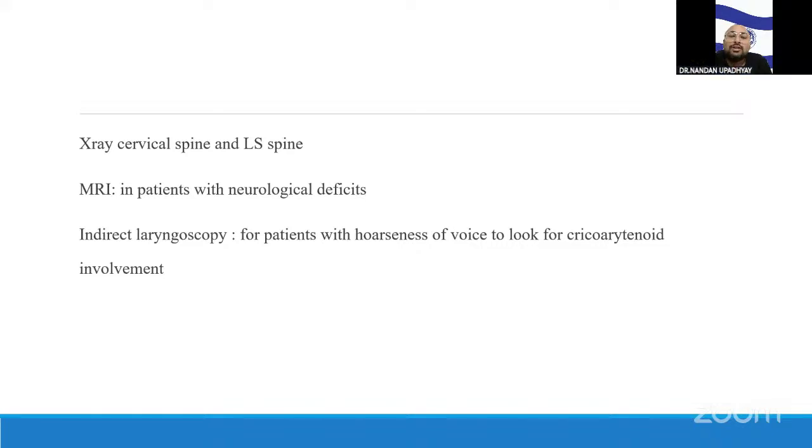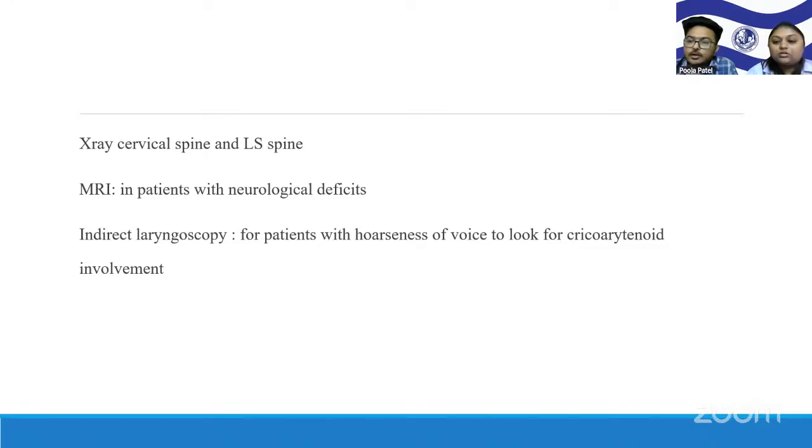And now all the things you have evaluated in this patient, you know everything about this patient preoperatively, you have optimized this patient, and you have done all the investigations required. Now, how will you proceed with this patient for the surgery?